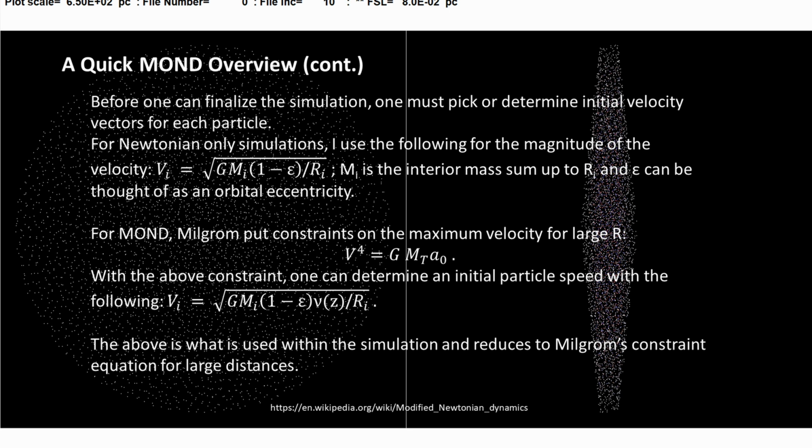Here, it is identical to the Newtonian case with the addition of the inverse interpolation function evaluated at the initial particle acceleration. The above is used within the simulation to determine particle speeds and reduces to the Milgrom constraint equation for large distances. Also note that since this is a speed, the directions of the particles for this simulation were all perpendicular to the radius vector, which ultimately defines our velocity vectors for each particle.